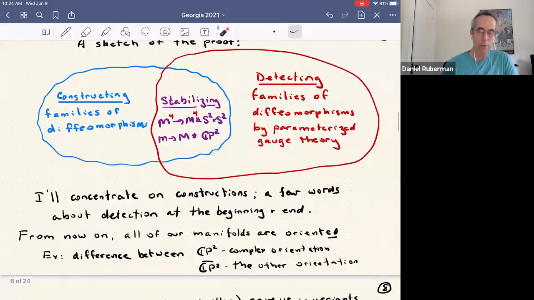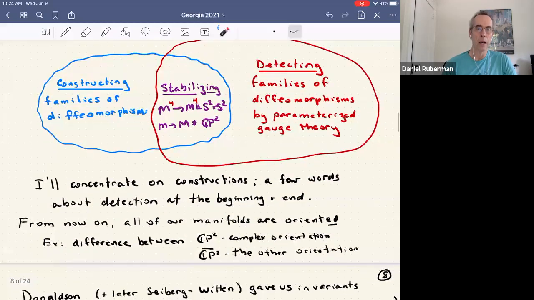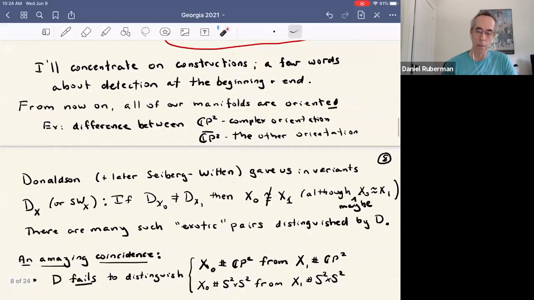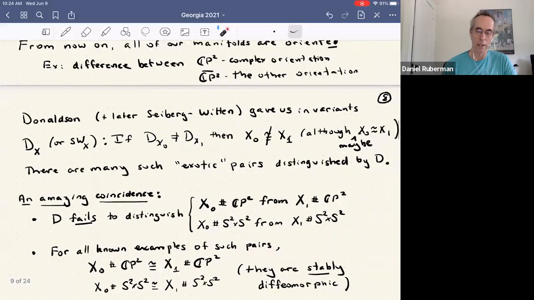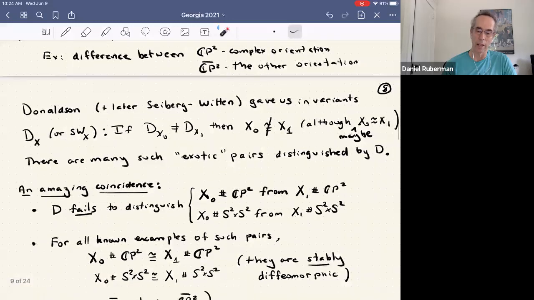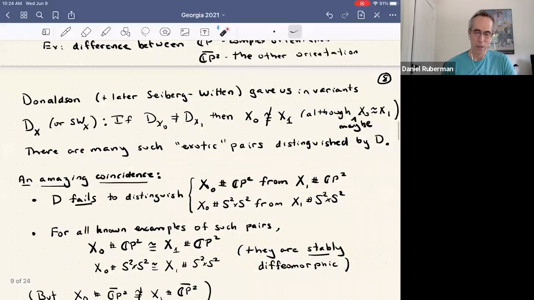And again, I guess I said this already, but I'm making the distinction. I want to make sure that all the manifolds have orientations, and the key point for us in that, well, that shows up in lots of places, but one important point is the difference between CP2 and CP2 bar, which is just CP2 as an oriented manifold with the non-standard orientation.